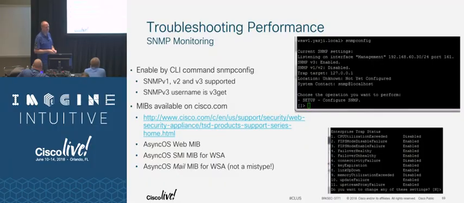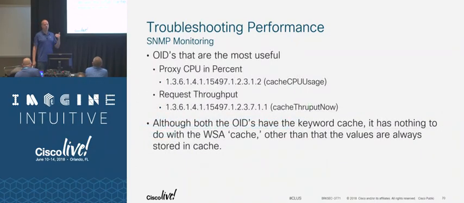You've got SNMP. We support SNMP 1, 2, and 3. We have different MIBs out there that you can pull. So once you have SNMP enabled, that gives you more visibility into the box. There are some stats there that are pretty useful, like the proxy CPU. Want to keep an eye on that. That'll help you know your baseline.